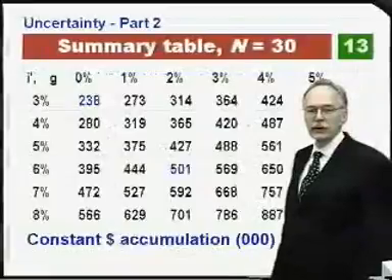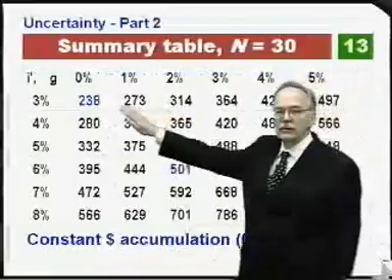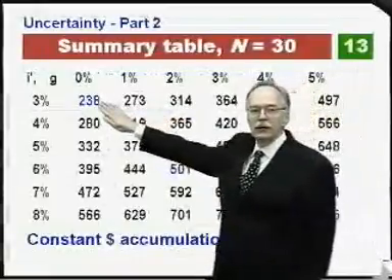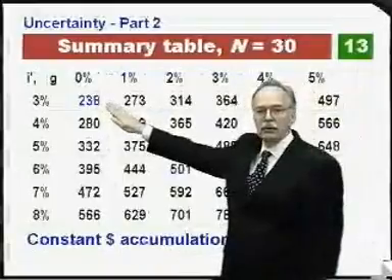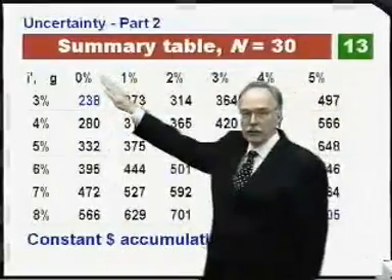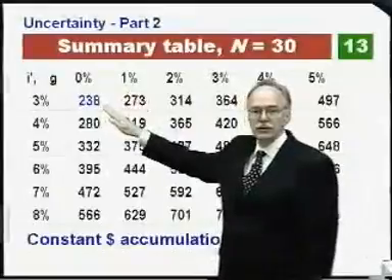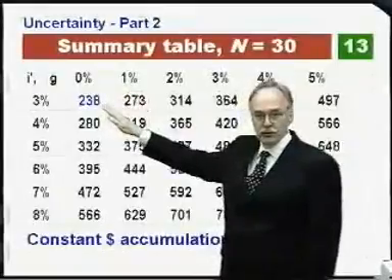In table form, here's what we have. We looked at 3 scenarios in detail. We looked at this scenario, a real earnings rate of 3%, no salary growth over and above inflation. That gave us a constant dollar accumulation of $238,000.